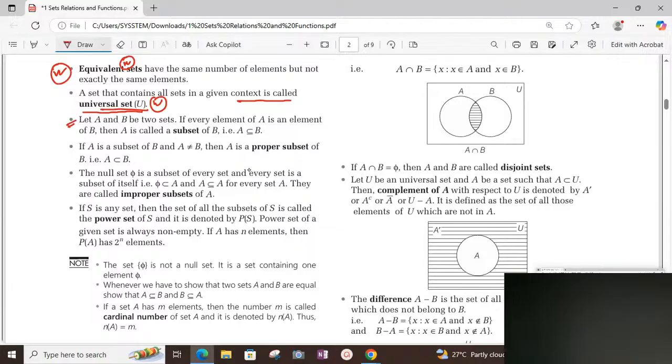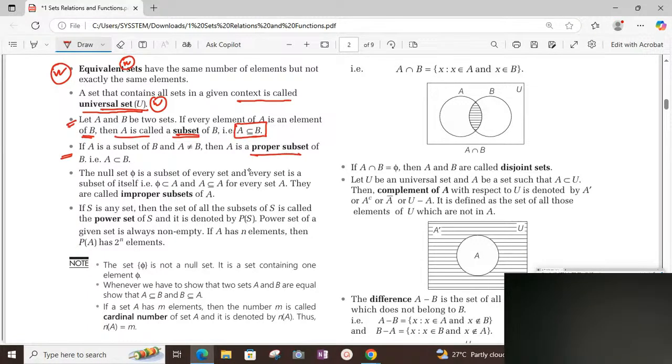Let's see the subset. Let A and B be two sets. If every element of A is an element of B, then A is called a subset of B. Mathematically, it is denoted by this. A is a subset of B. It means that every element of A is an element of B.